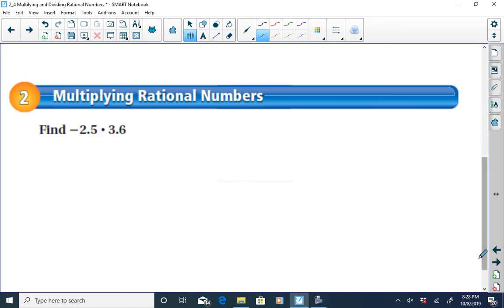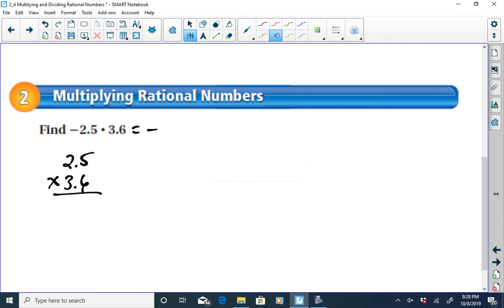Right? Let's try our example down here. We have negative times positive. When we multiply a negative times a positive, we know that that product is going to be negative. So I know whatever I get, it's going to be negative. So now I just need to multiply 2.5 times the 3.6.